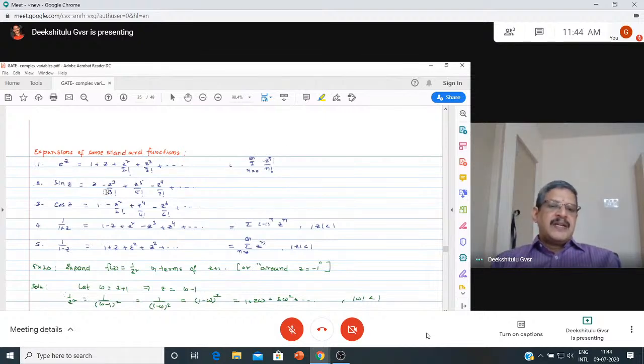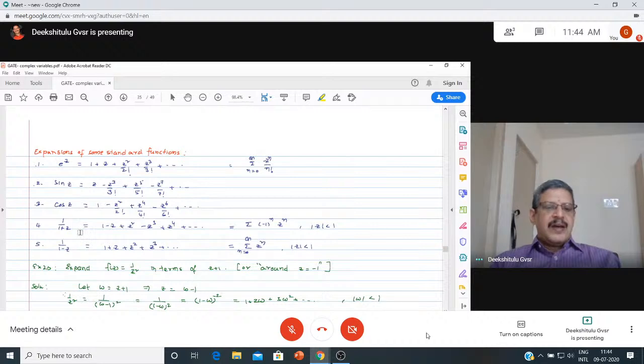Similarly, sin z is z minus z cube by 3 factorial plus z power 5 by 5 factorial minus z power 7 by 7 factorial, and so on. All these things can be obtained using Maclaurin series expansion. Cos z is 1 minus z square by 2 factorial plus z power 4 by 4 factorial minus z power 6 by 6 factorial, and so on and so forth. So 1 by 1 plus z and 1 by 1 minus z, these two things are very important for us. For the Laurent expansion, these two things are very important.